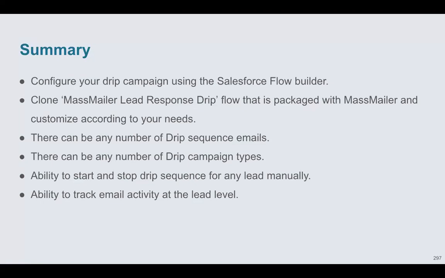You can have any number of drip sequence emails. I think the package has got 3, I believe. And then you can have any number of campaign types. You would understand what it means. Just to give you a little overview, let's say you get a lead and you want to put that lead in some sort of a drip. And after a few weeks or so, you want to put the same lead in a different drip based on the status, the timing, whatever it could be, that could be called a different campaign. So you can have as many campaigns as you need.